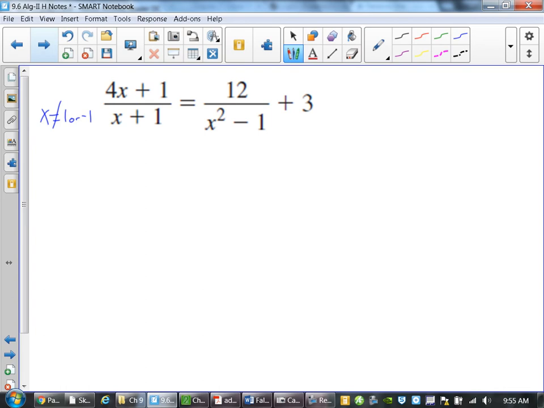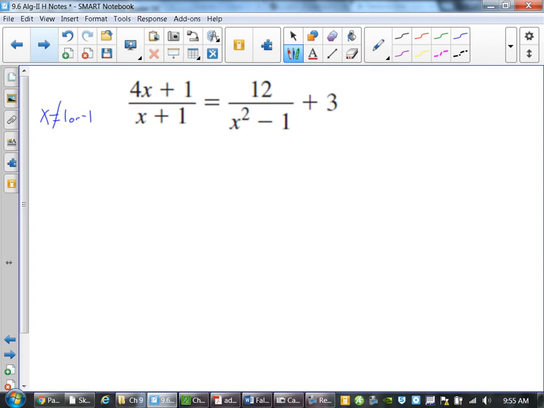So I look at how I'm going to get my common denominator. Here I have to factor something to start with. Not a hard one to work with. It's x plus 1, x minus 1. So what would be the common denominator between all three of those fractions? x plus 1, x minus 1.